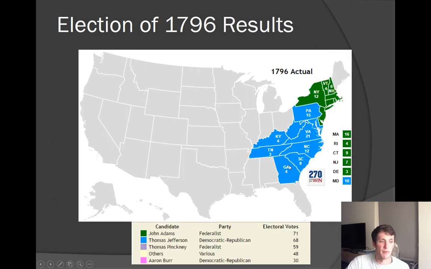This is just a map of the Electoral College and how it turned out. John Adams, you can see, won by 71 to 68 when it was all said and done.